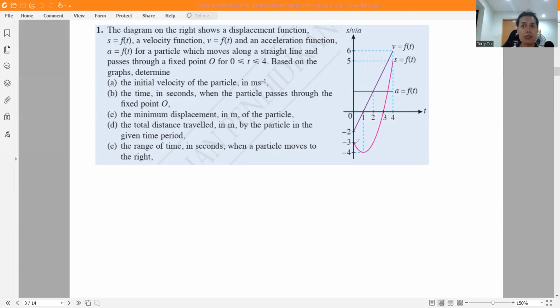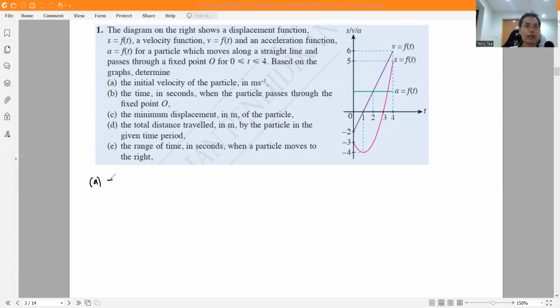Your displacement function is given by the pink curve here, the quadratic curve. The velocity function is a slanting straight line, a linear form, and your acceleration is a constant horizontal line, the green one. Okay, so based on the graph, determine the initial velocity. Well, for initial velocity, we have to look at the purple line here. That means when t is 0, you can see your velocity is -2.